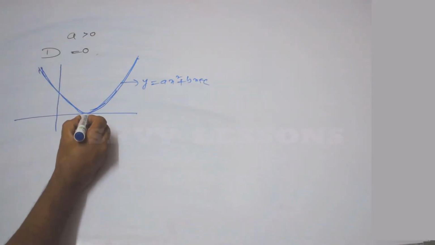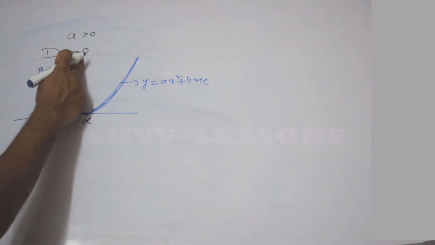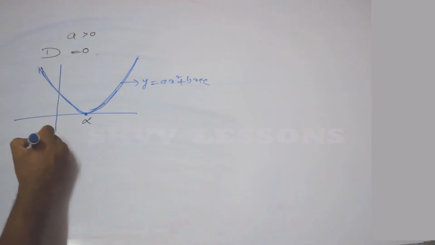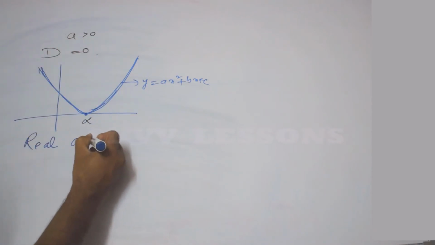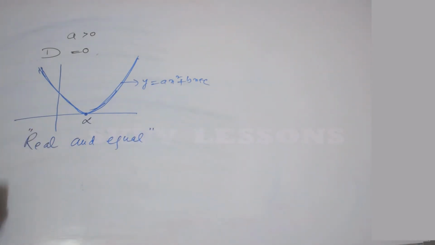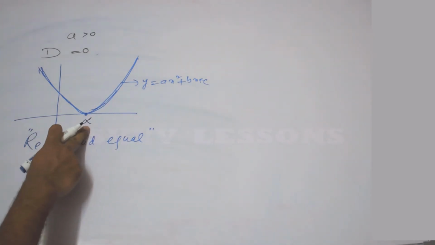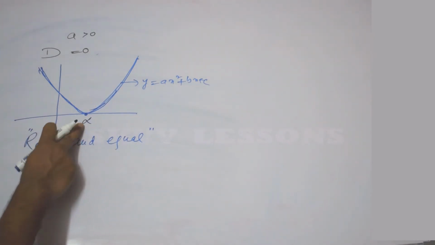Now you can see that the graph touches the x-axis at only one point. We know that whenever D is equal to 0, the roots are real and equal. Equal means there is only one root which is repeated. So here that is the root alpha. It touches the x-axis at only one point.